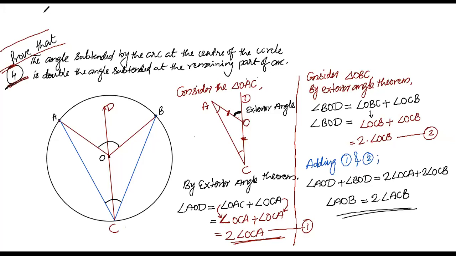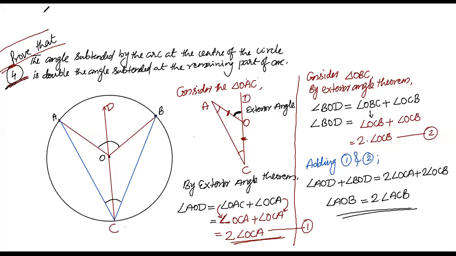But OA and OC are radii of the circle. Now we had the theorem: in a triangle, if two sides are equal, opposite angles are equal. Therefore, angle OAC is equal to angle OCA. That can be written as angle OCA plus angle OCA. So we are getting 2 times angle OCA.